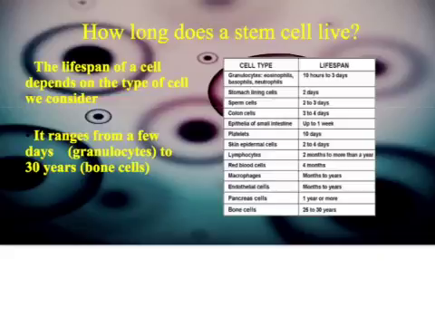Here are some more examples of a cell lifespan. As we can see, there are skin cells that live 3 days, red blood cells which live for months, pancreas cells that can serve their function for more than a year, and lots of others like this.